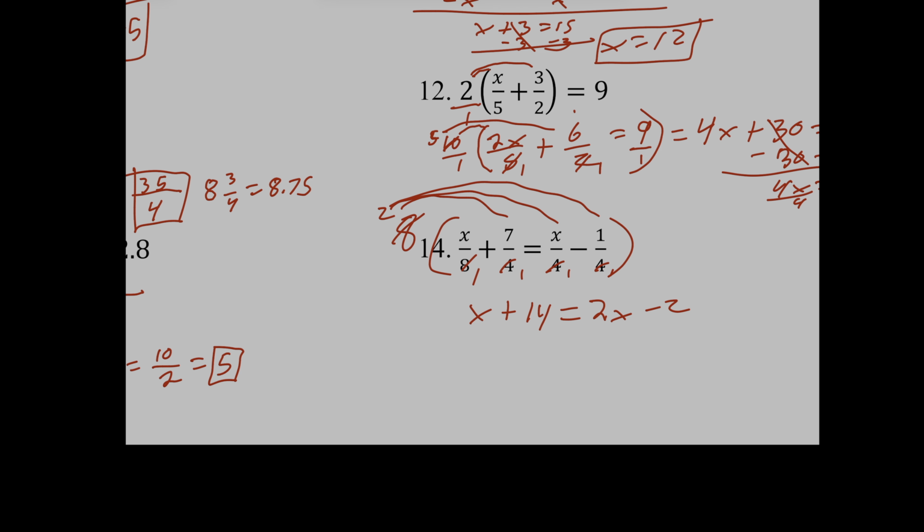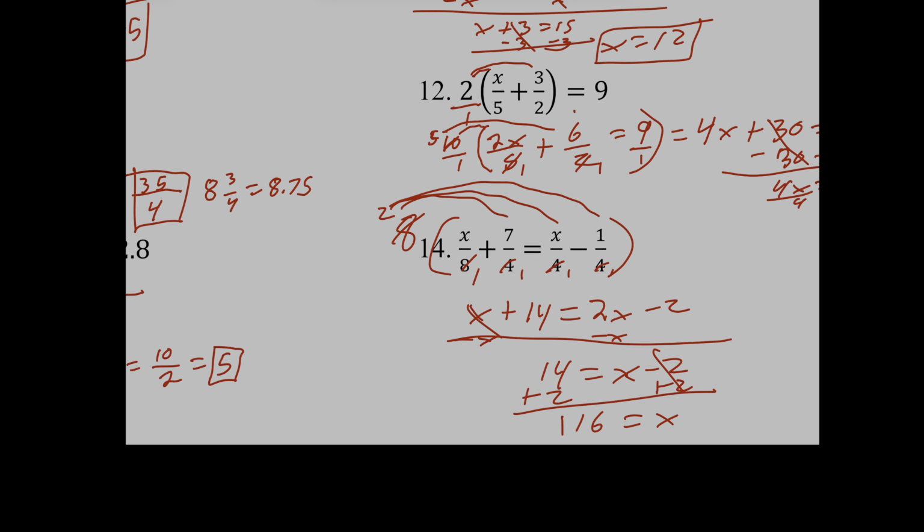And we just solve from there. I'm going to move my x's over here, which is going to leave me with 14 equals x minus 2. And then I'm just going to add 2 to both sides, which leaves me with x equals 16.